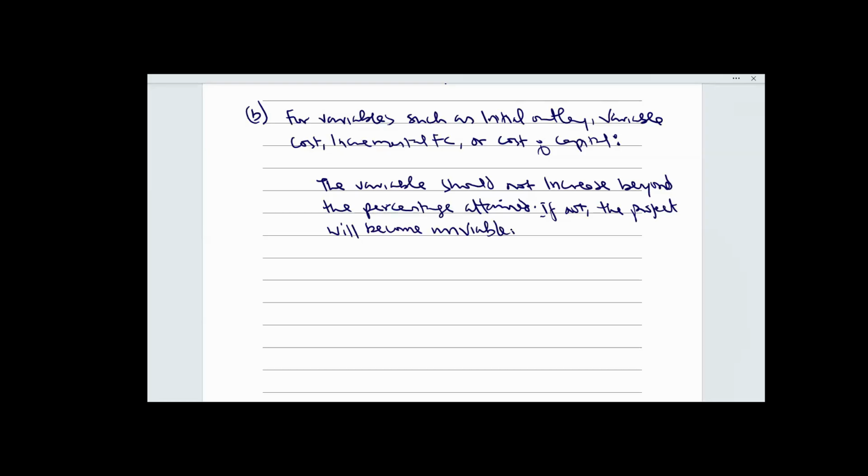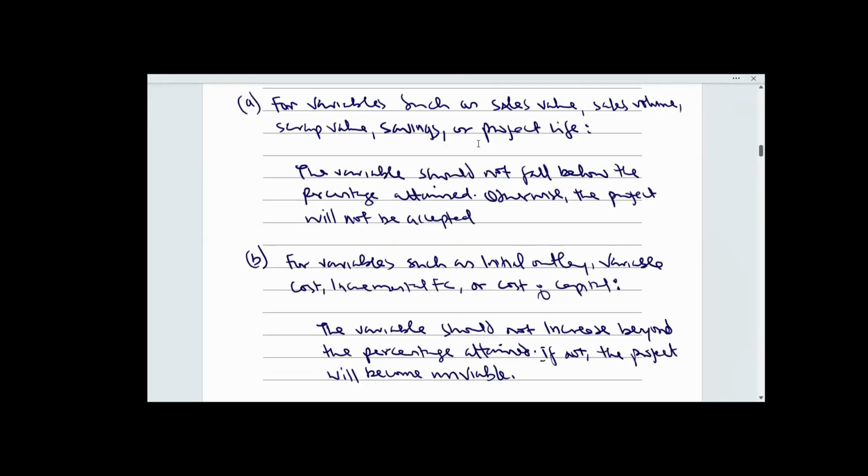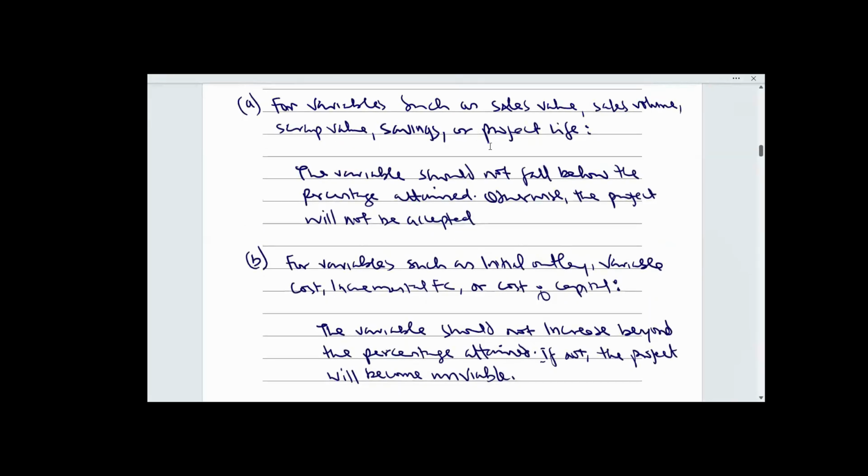So this is how to interpret your result anytime you compute sensitivity margin of variable. So at this point, let's have an illustration to demonstrate this.